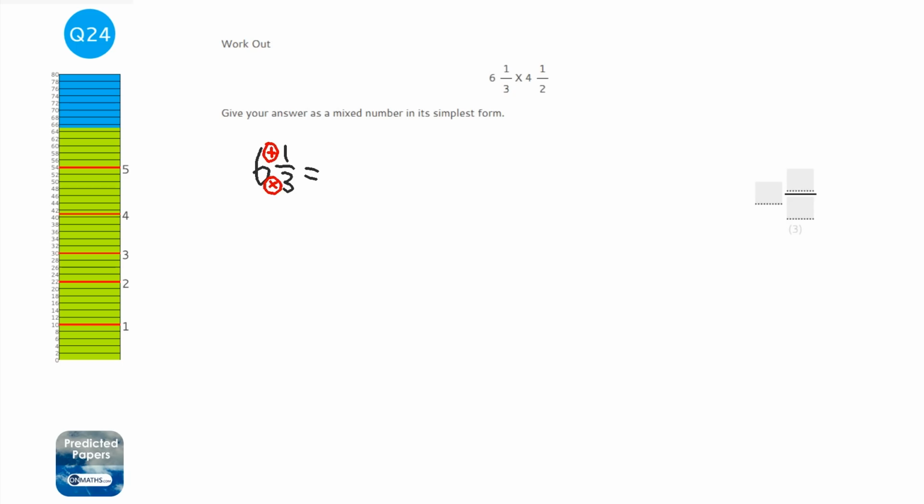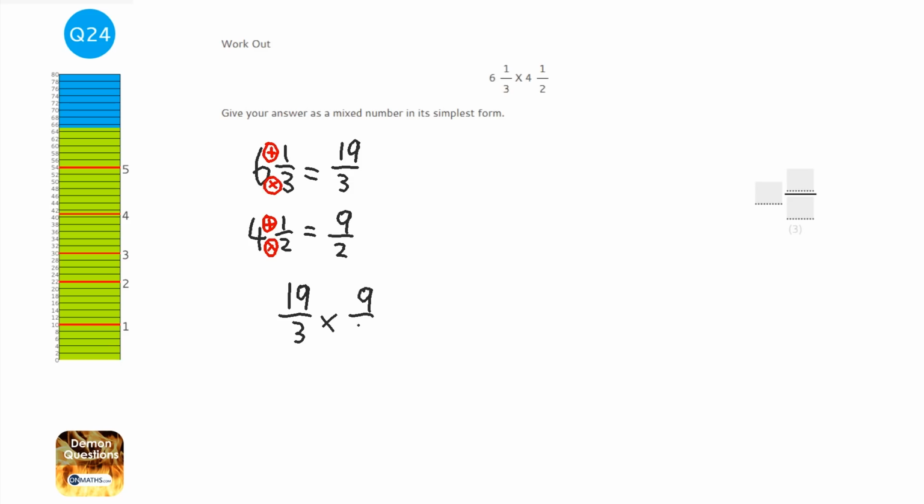So 6 times 3 is 18, add to the top is 19, but keep the bottom the same, so it's still over 3. So 4 1/2, we times by the bottom, which would be 2, and then add it to the top, which would be 9. So that equals 9 over 2. So we're going to do 19 over 3 times 9 over 2. So I've written the same thing, 6 1/3 times 4 1/2, but instead of 6 1/3, I've written 19 over 3. Instead of 4 1/2, I've written 9 over 2.